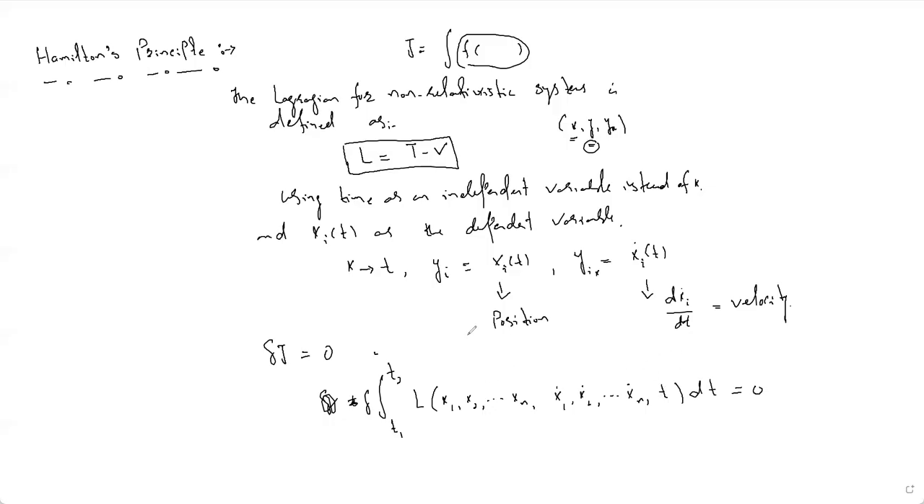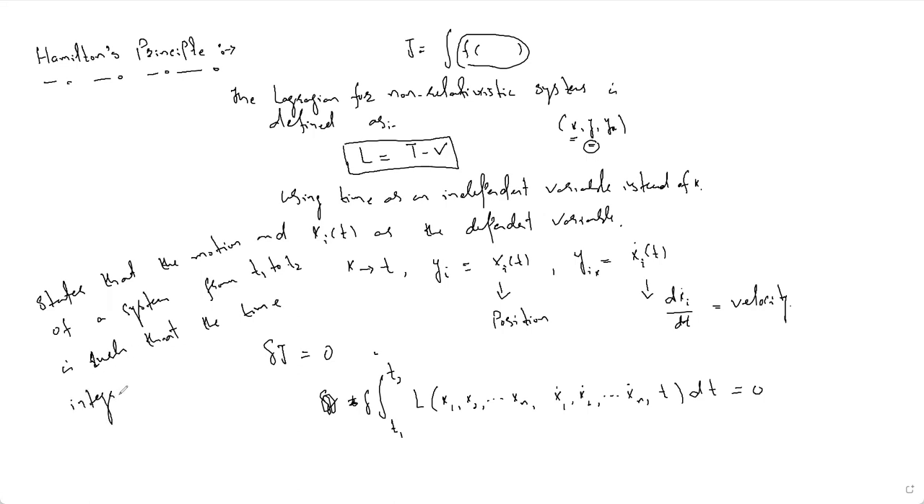Now you already know that Hamilton's principle states that the motion of a system from time t1 to t2 is such that the time integral of the Lagrangian L, which we also call the action, has a stationary value. This is Hamilton's principle. So let me write the statement here. Hamilton's principle states that the motion of a system from time t1 to t2 is such that the time integral of the Lagrangian L has a stationary value.